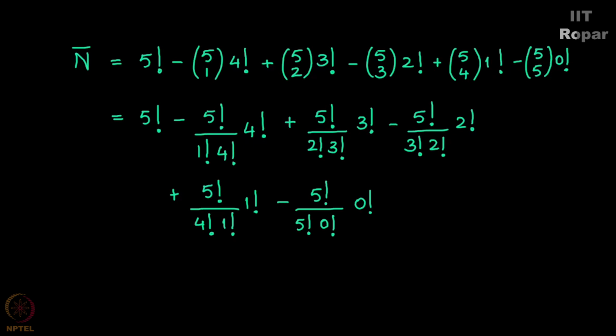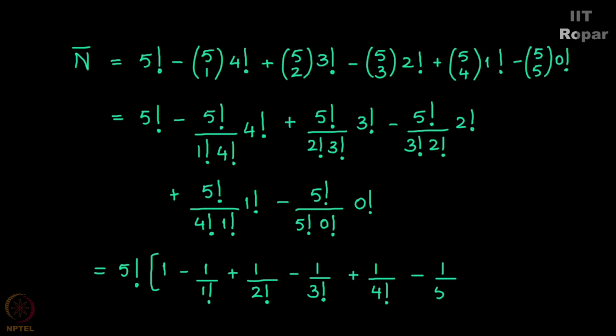Now, I take out 5 factorial common here and cancel out the common terms. What do I get? 5 factorial into 1 minus 1 by 1 factorial plus 1 by 2 factorial minus 1 by 3 factorial plus 1 by 4 factorial minus 1 by 5 factorial. Do you see this? It's something very familiar to us. Well, this is the answer for the question that person i cannot go to house i. He cannot go to house i in these many ways.